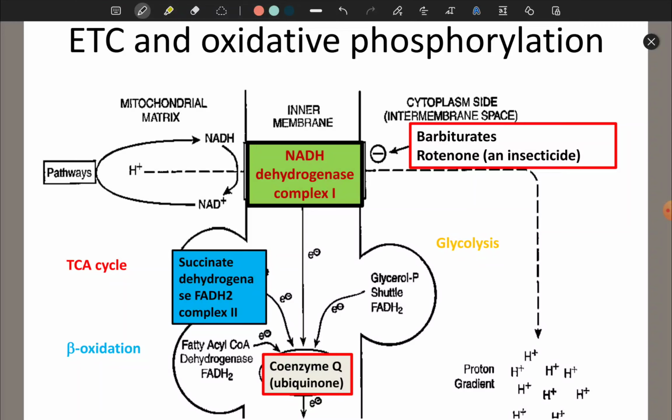So we know that most of the NADH is generated in the mitochondrial matrix from the TCA cycle. Or we can say from other pathways like fatty acid oxidation or protein metabolism, which you will get in another lecture. But regarding carbohydrates, most of the pathways, the TCA cycle and the PDH pathway, generate NADH.